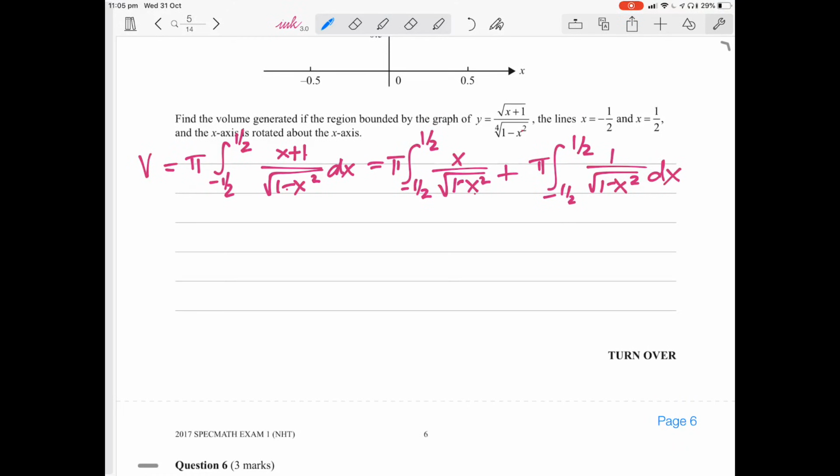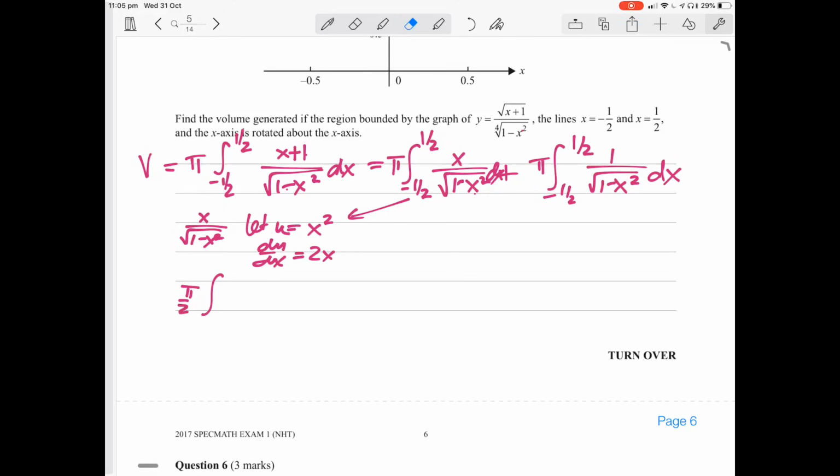Now this one here, I forgot the dx there. We're going to have to make a substitution because we've got x on root 1 minus x squared. So if we let u equal x squared, du dx is 2x. So we're going to have pi on 2, negative a half, but I'm not going to change those things.